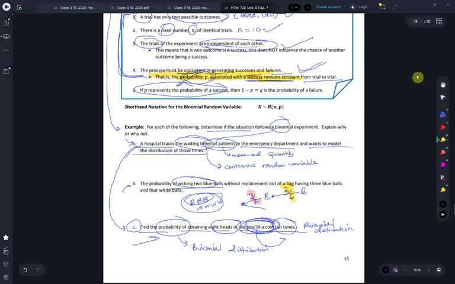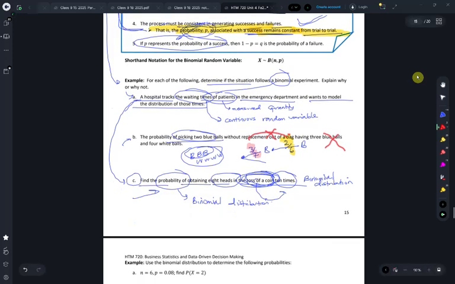The probability was supposed to remain constant from one pick of a blue ball to another, that is, from trial to trial. That condition is not satisfied here, since 3 over 7 is not equal to 2 over 6. So we cannot model scenario B with a binomial distribution.